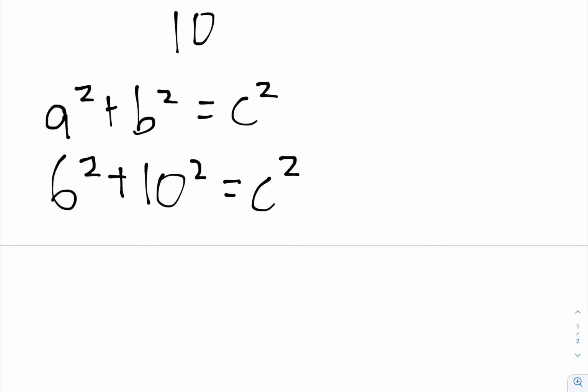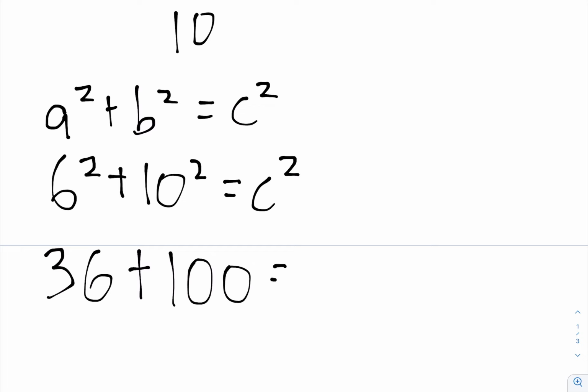Okay, so let's simplify this a bit. 6 squared is just 6 times 6, so that's 36. Then we're going to add 10 squared. That's going to be 100, because remember, 10 squared is just 10 times 10, and 10 times 10 is 100. So that's going to equal our c squared.